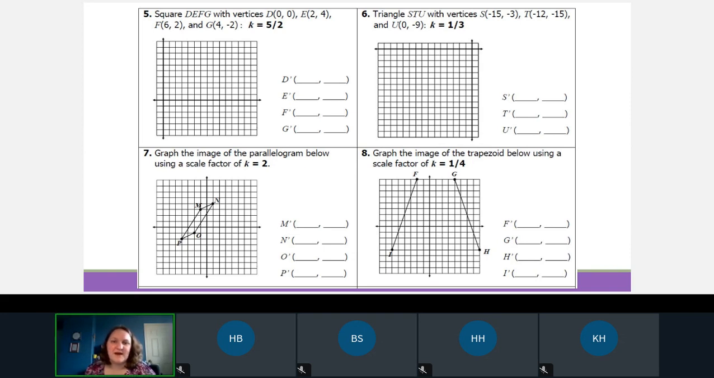Just real quick, look at number 5. I want you to give me a green check if you think this is going to be an enlargement, or give me the orange X if you think it's going to be a reduction. Ready? Go. In number 5, do you think that's going to be an enlargement or a reduction? Seeing a lot of good answers.